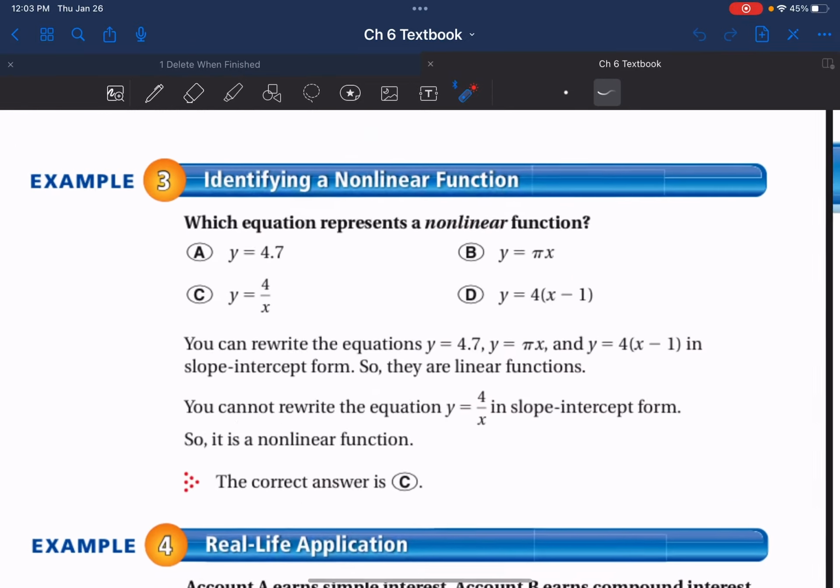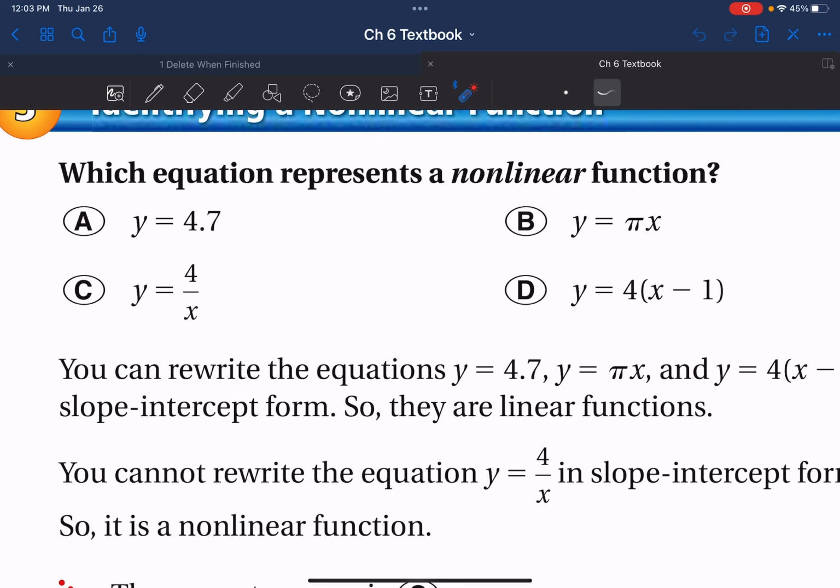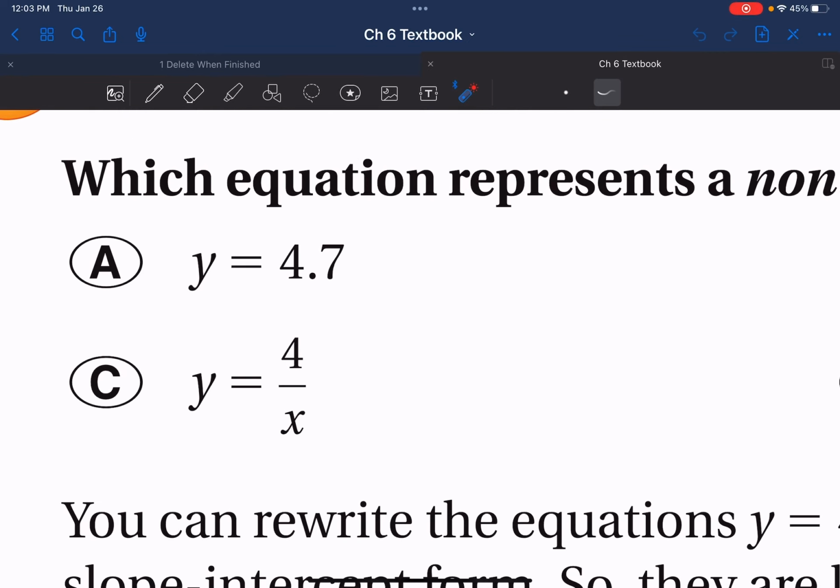There are other questions that are going to be like this. Which of these equations, A, B, C, or D, is a non-linear function? In other words, it's not y equals mx plus b, right? Well, if we look at A, it says y equals 4.7. Is that y equals mx plus b?